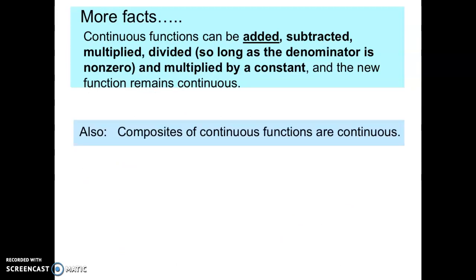Some more facts that we know is that continuous functions can be added together. They can be subtracted from each other. They can be multiplied. They can be divided, so long as our denominator is not 0, and be multiplied by some constant. And all of these new functions will remain continuous functions. Also, composites of continuous functions are continuous. So we have a whole bunch of functions in our repertoire that we already know are continuous, and we know that we can add them, subtract them, multiply them, divide them, multiply by a constant, or compose them and still remain continuous.